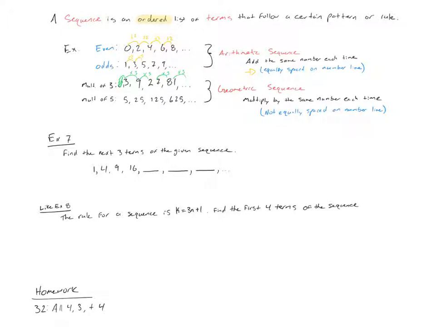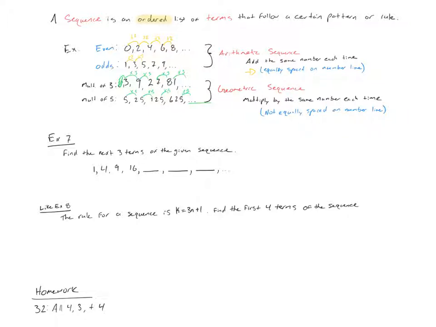Same thing here. This is multiples of 5, so 5 times 5 gives me 25. 25 times 5 gives me 125. If I took 125 and multiplied it by 5, I get 625. And again, if I want to find the next one, I just multiply by 5. Again, a really big number.